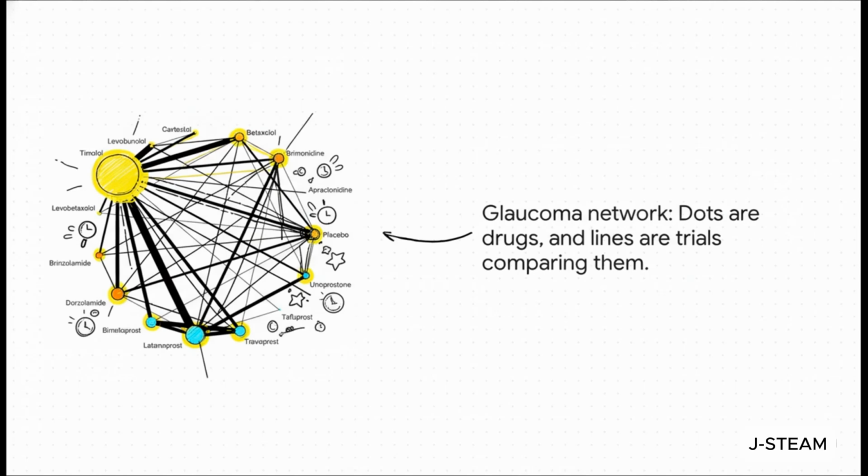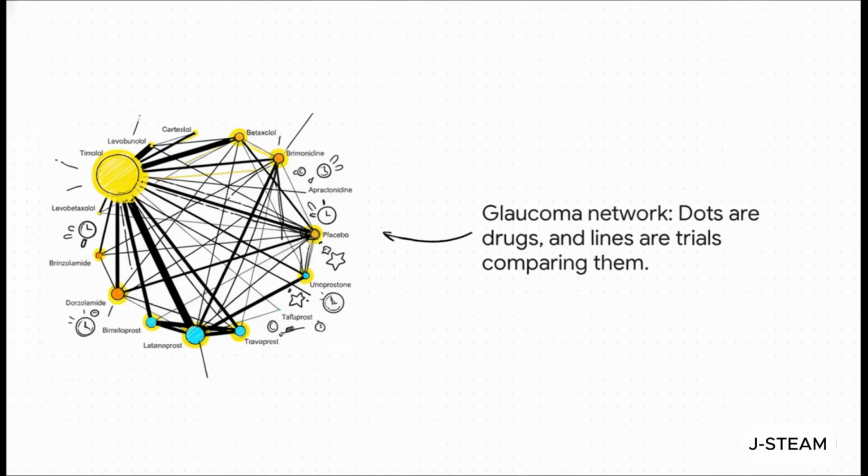What I love about this is how it tells you so much without a single number. Each dot, or node, is a different drug. The lines connecting them, the edges, are the actual head-to-head trials. And check this out. The thicker the line, the more studies have made that comparison. The bigger the dot, the more patients have been studied using that drug. You can see right away that timolol, that big yellow dot in the middle, has been compared to almost everything.